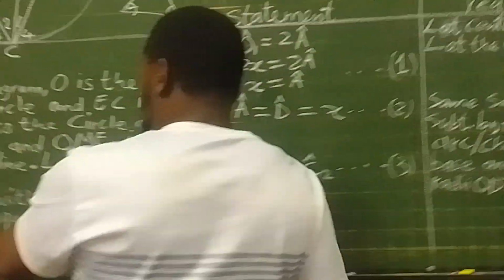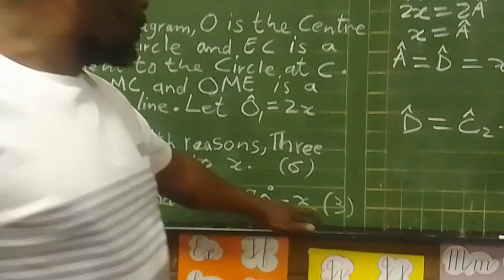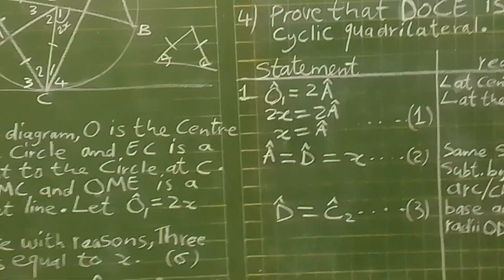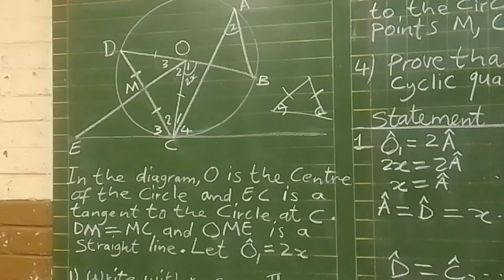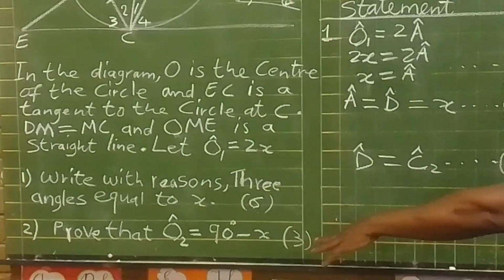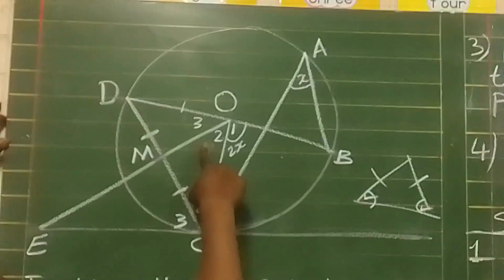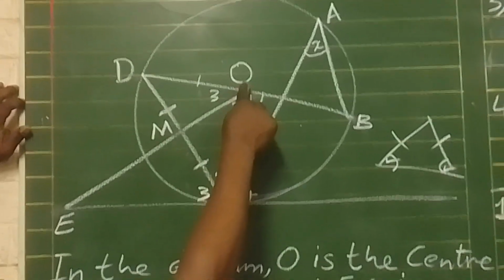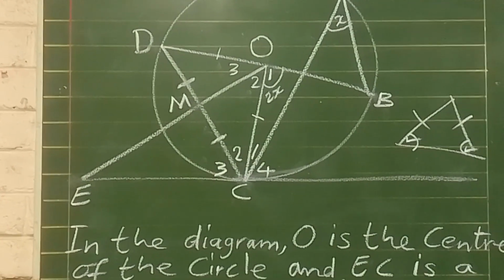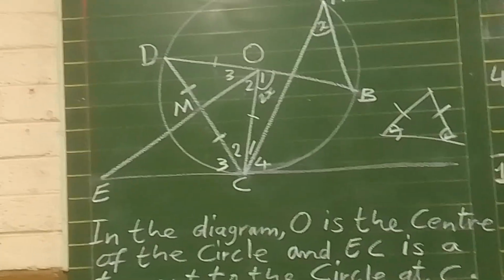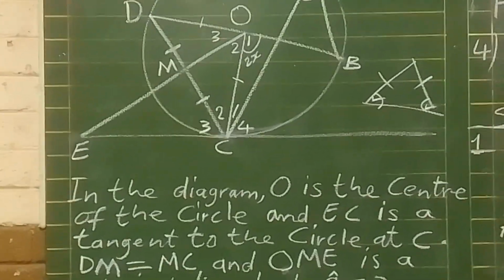Now we go for question 2. Question 2 says, prove that O2 is equal to 90 minus x, which is 3 marks. O2 is equal to 90 minus x. Let's check O2. Here is O2. You see, this O2 is in triangle OMC. We can start by saying, consider triangle OMC.